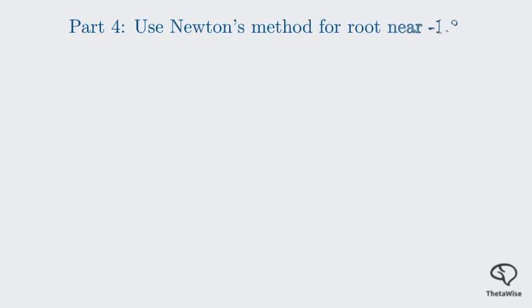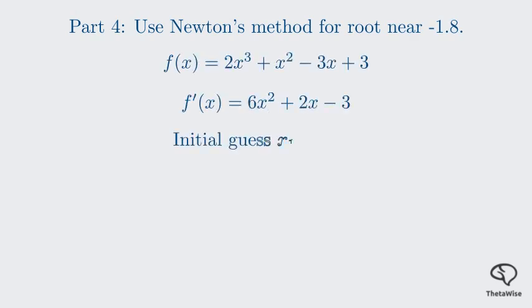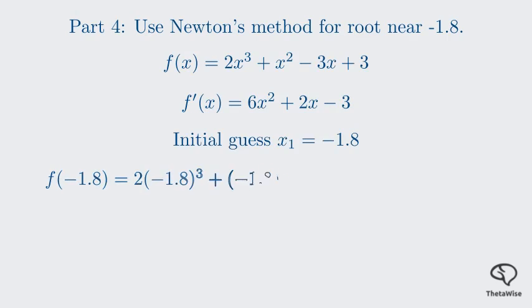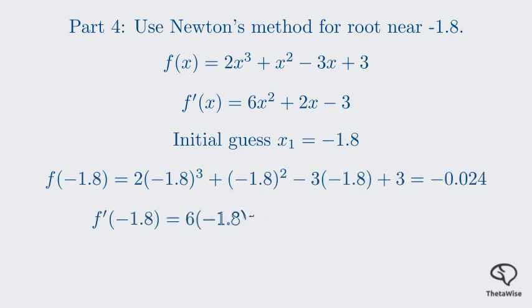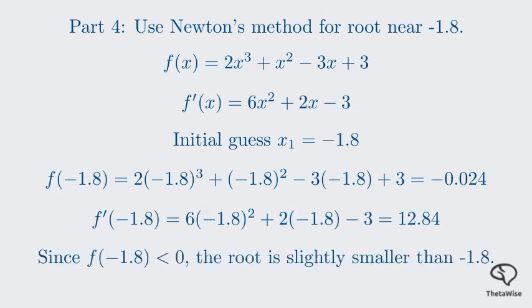The question asks us to use Newton's method to find a better approximation for the root that is close to negative 1.8. We start with our function and its derivative. Our initial guess, x1, is negative 1.8. Now we evaluate f and f prime at x1. f of negative 1.8 is negative 0.024. f prime of negative 1.8 is 12.84. We can see that the root lies between negative 1.8 and a slightly smaller number, as f is negative.